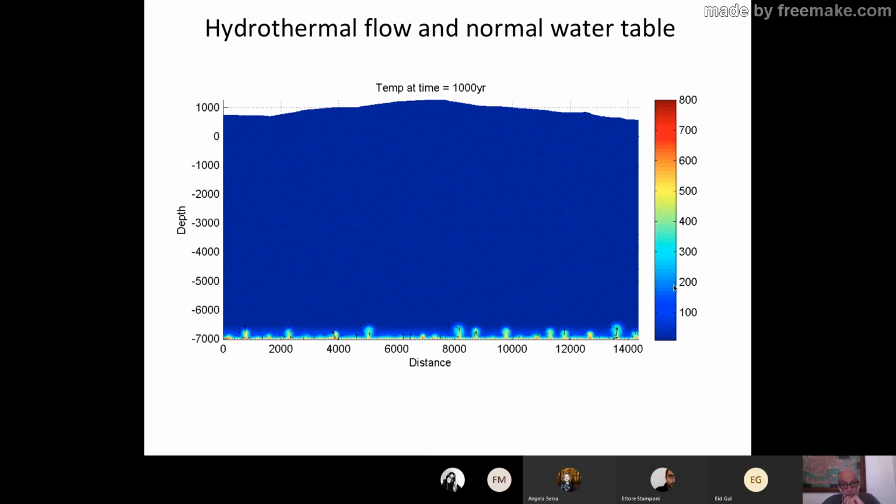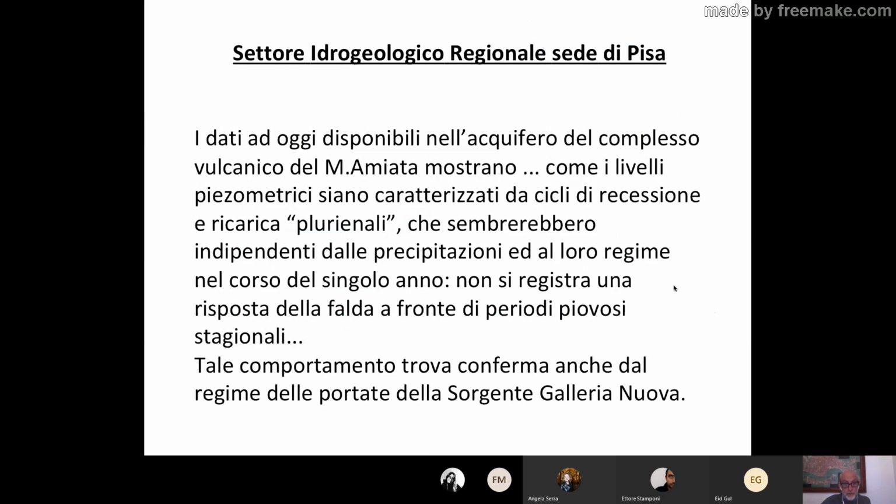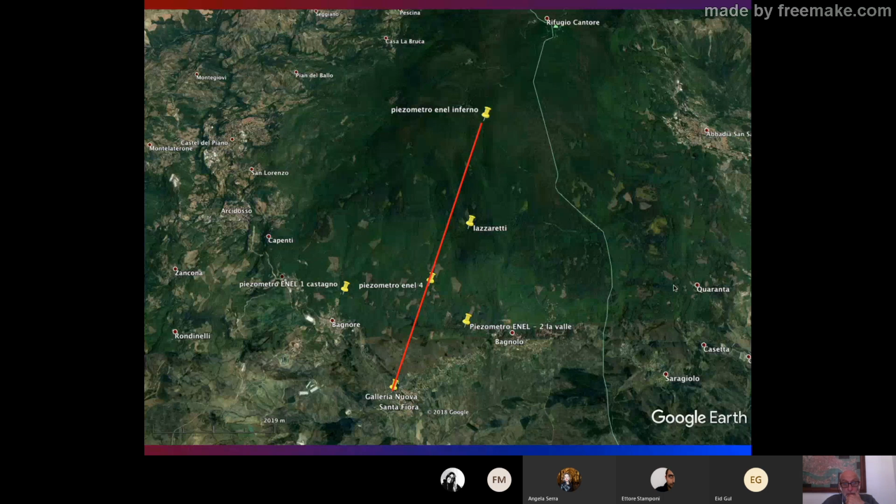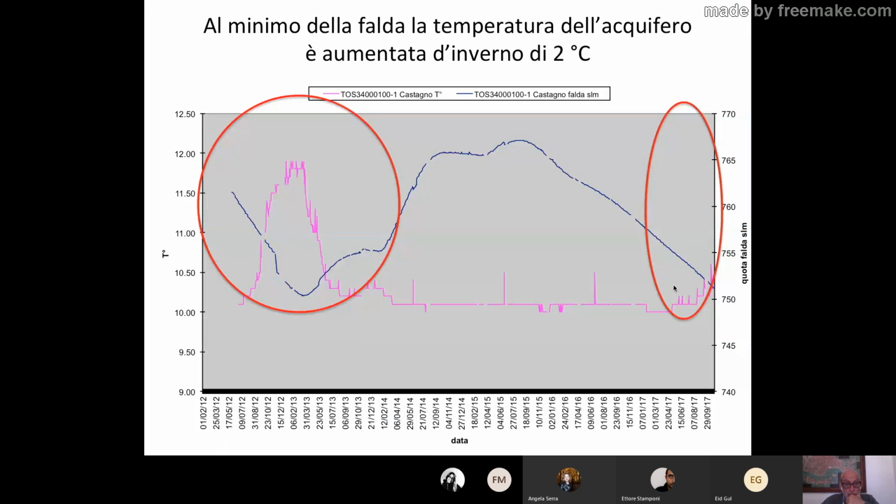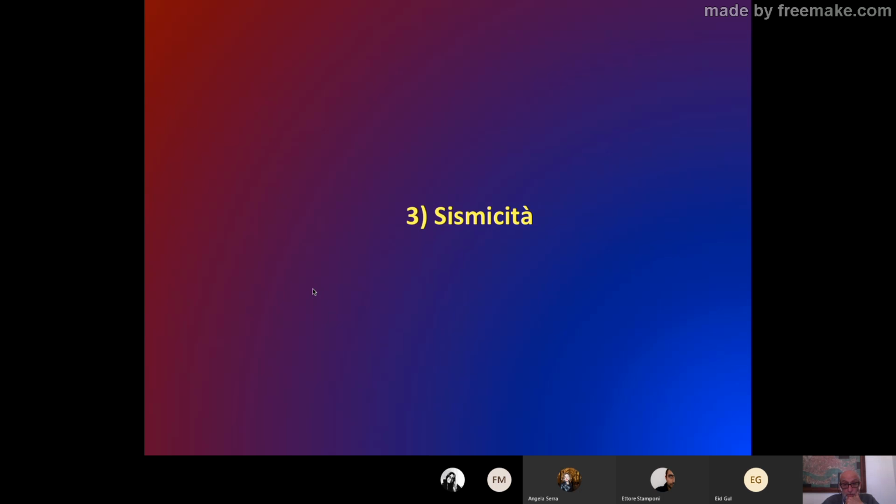We have seen all this in the past days. Again, you can see how the temperature of the aquifer increases if the level of the water goes down. You've seen this. Let's look at the seismicity.